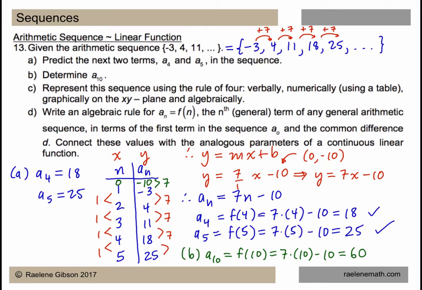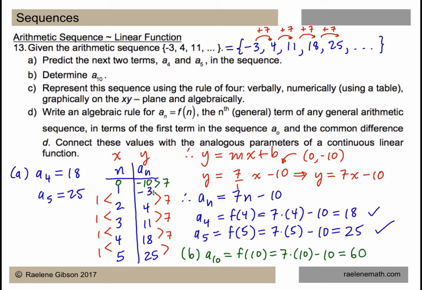So far, I've come up with the values for A4, A5, and A10. I noticed that there seemed to be very little to play with, but there was a common difference: from -3 to 4, from 4 to 11, I was adding 7. So I just continued that pattern, which is really what sequences are all about. And I was able to do that 2 more times to get 18 and 25.